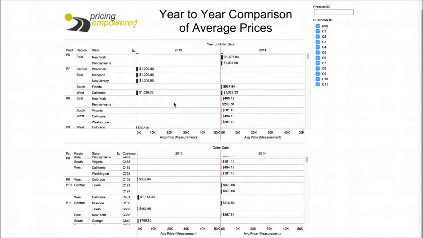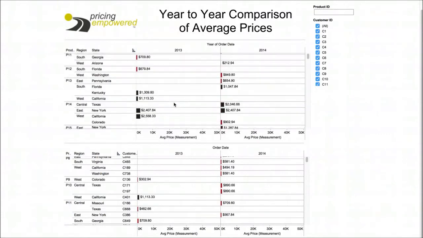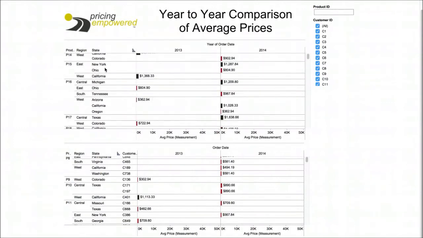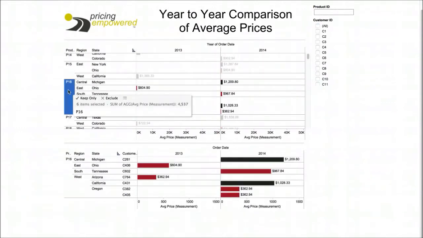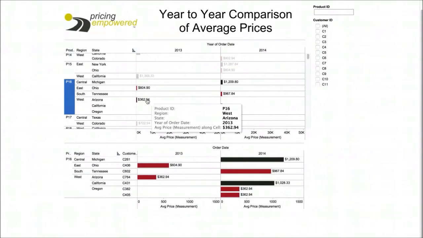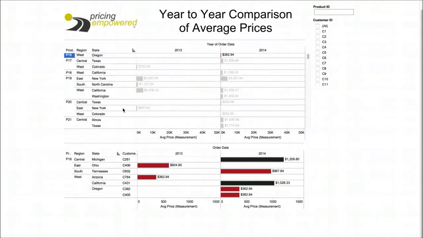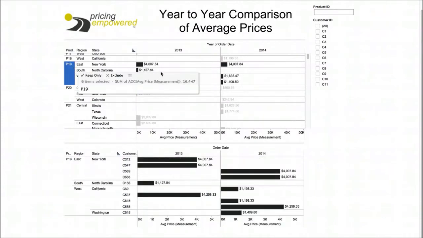However, we want to look at each product's average prices across states, and when you start to look at the products separately, there are some huge differences in what is being charged between the states. With P16, it varies from $300 in Arizona to $1,000 in California, and the customers within those states have large differences as well. And with P19, the difference between the states is between $1,000 and $4,000.